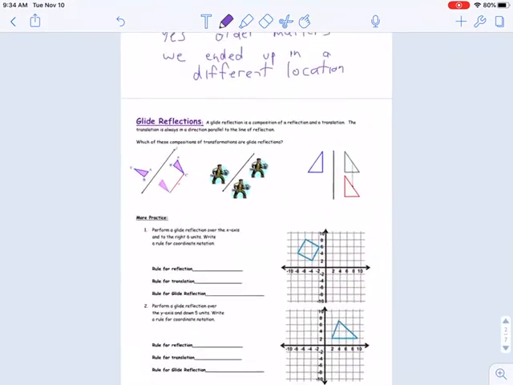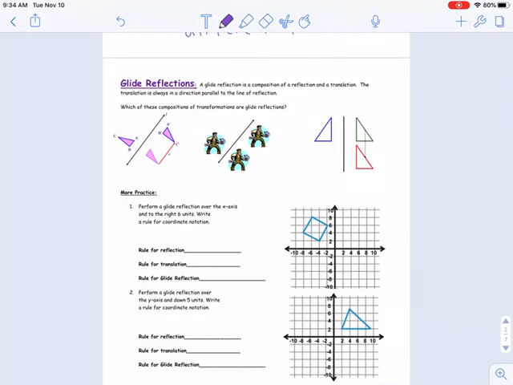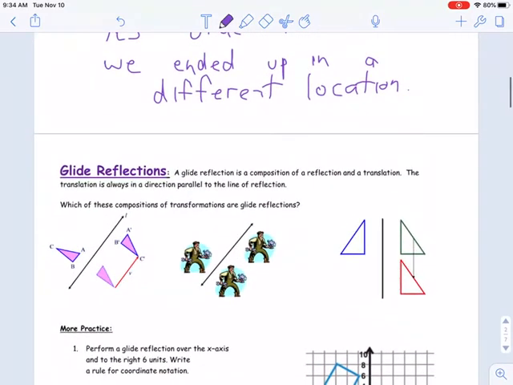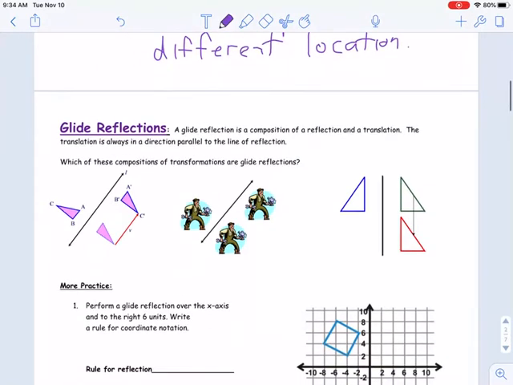So let me think what I want to do here. We'll just knock out this page. Glide reflection. We're going to be talking about compositions, so it's basically like we reflect then translate, or rotate then reflect, or reflect and reflect. We're just going to do a combination of transformations and see what happens. A glide reflection is a composition of a reflection and a translation. The translation is always in a direction parallel to the line of reflection.